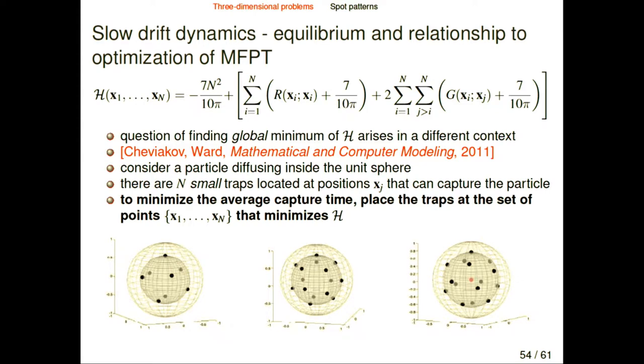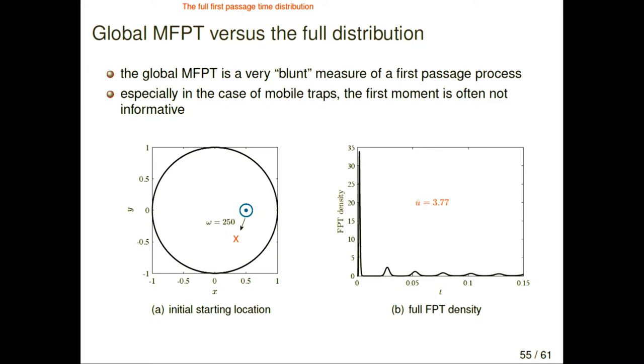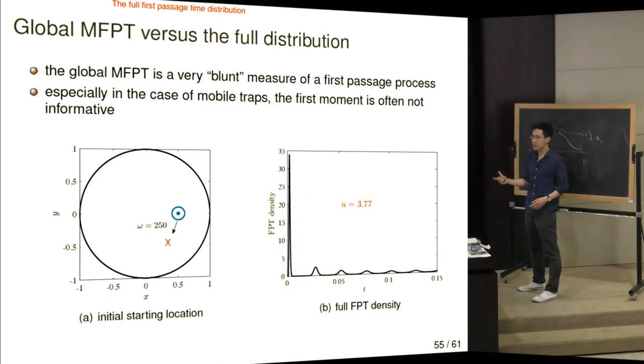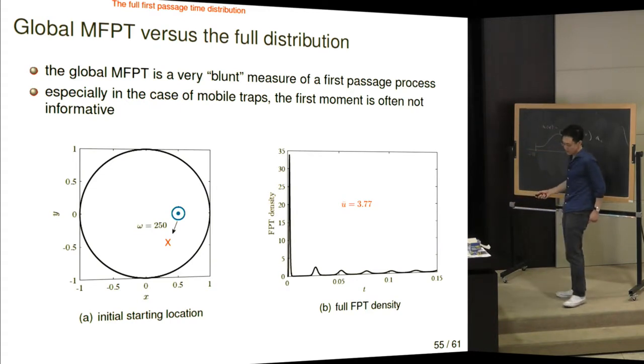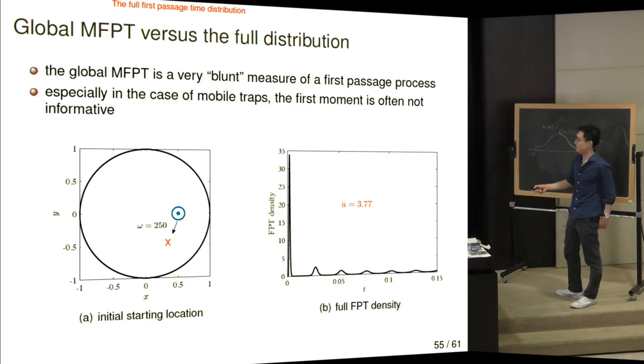All I want to say now is something about the full distribution. Is the global MFPT the best thing to minimize, or is it the most representative of the process you're looking at? This is the first passage time density associated with a rotating trap. A random walker starts here, so very likely it's just going to hit the trap immediately. That's this spike here. It goes around once, and this is the next one, next time around, next time around. The global mean first passage time here, U bar, is some number like 3.7.